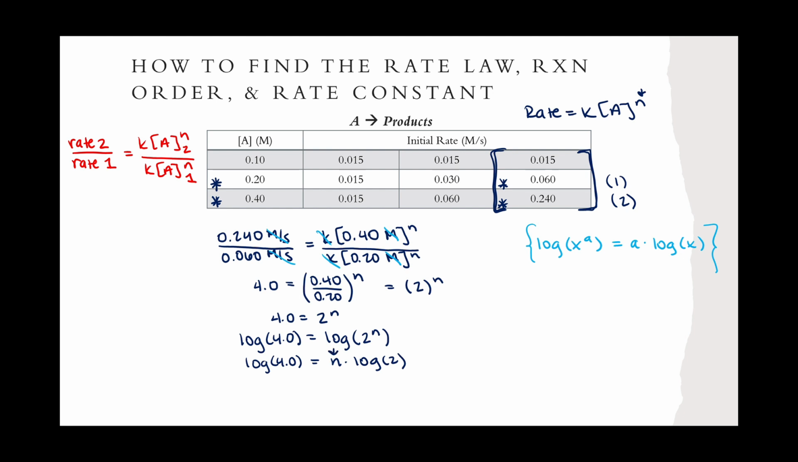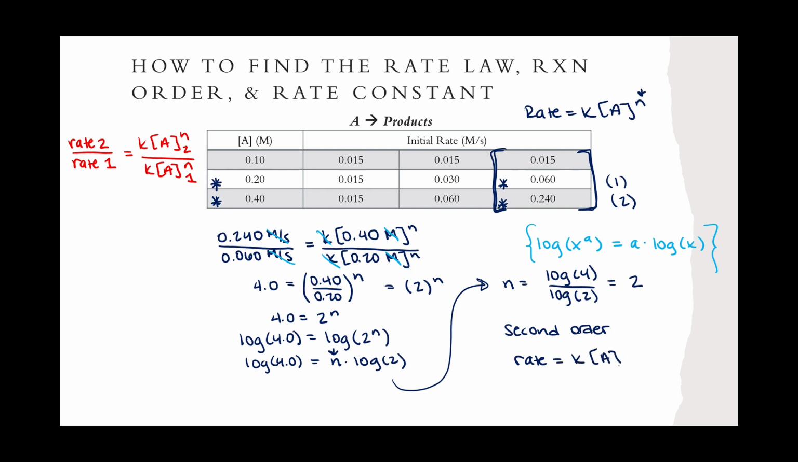I'm going to isolate it on that side of the equation by dividing both sides by the log of 2. Doing that, I would get log of 4 divided by the log of 2. And if you go ahead and enter that into your calculator, you will see that the answer comes out to be 2. This is saying that we have a second order reaction, and our rate would be equal to K times the concentration of A raised to the second power. So we just found this piece.